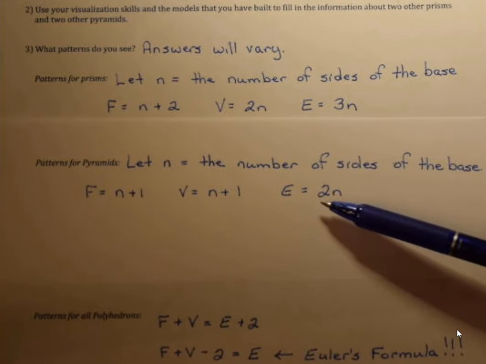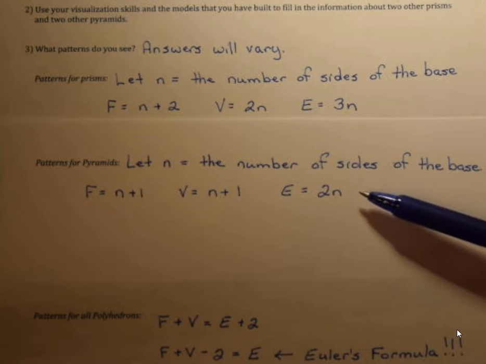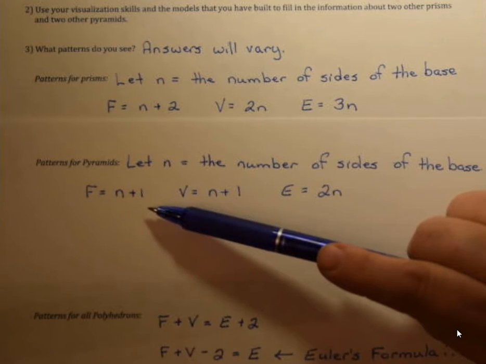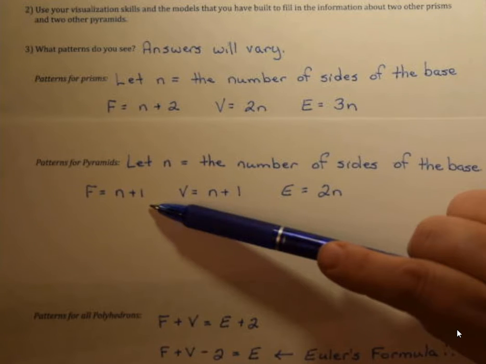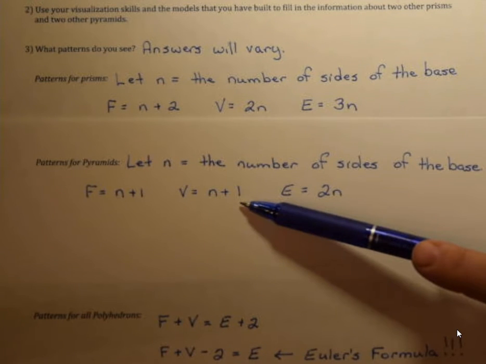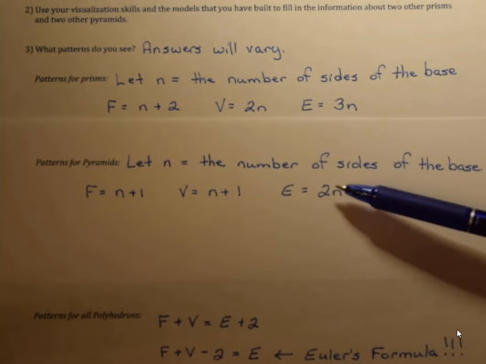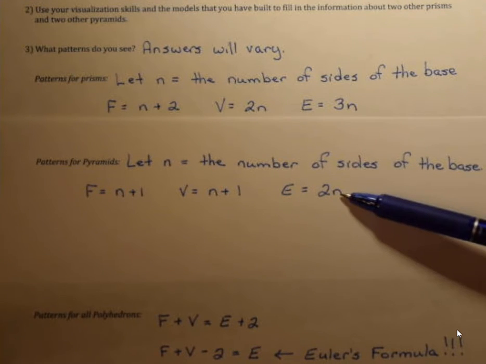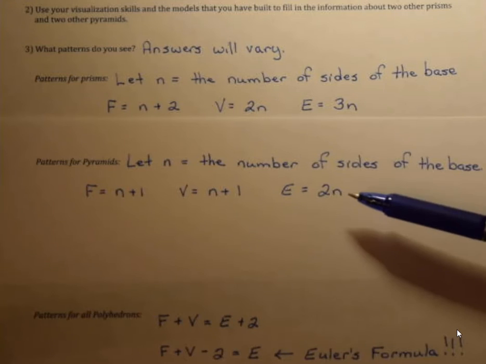For the pyramids, again, I let n be the number of sides of the base. I found that the number of faces was 1 more than n, and the same thing for the number of vertices. And also for the number of edges, it was 2 times n. Hopefully you are able to see why that works out.